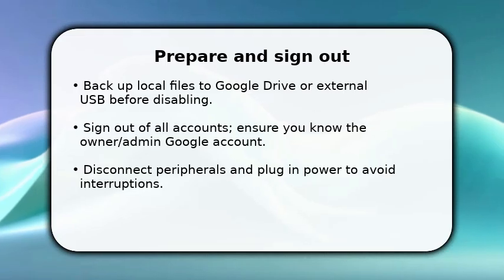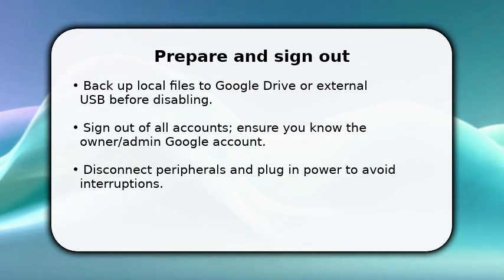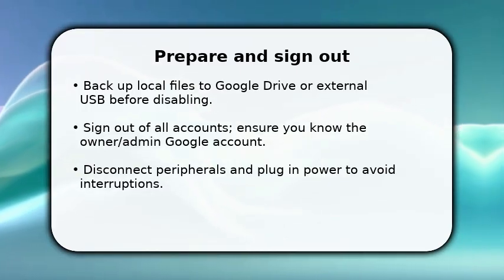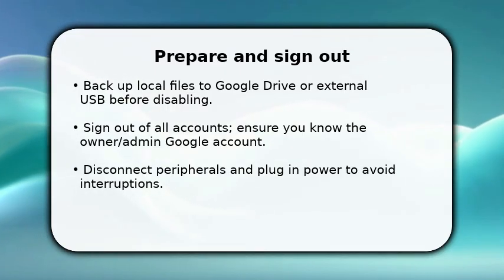Enjoy the video. You'll start by protecting data and confirming account access. Back up any local files to Drive or a USB so you don't lose work. Once done, sign out of secondary accounts and verify the owner or admin Google account credentials. This is required for many disable methods.